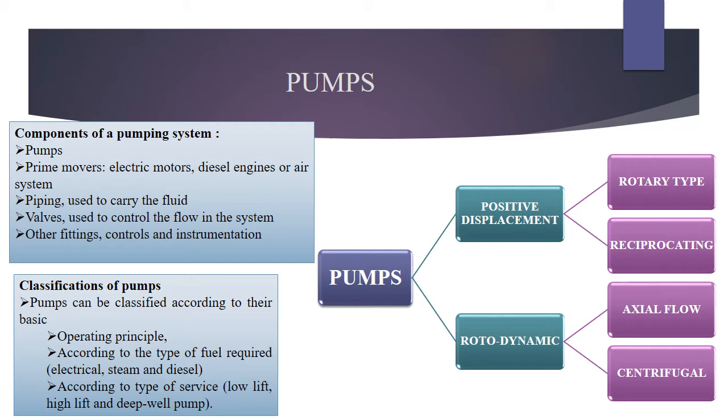The pumps are classified into mainly two ways. One is positive displacement, another one is rotodynamic. Positive displacement pumps can be divided in two ways: one is rotary type, another one is reciprocating. Rotodynamic pumps are axial flow and centrifugal flow. Pumps are classified according to two basic things: according to the type of fluid, and then according to the type of service.